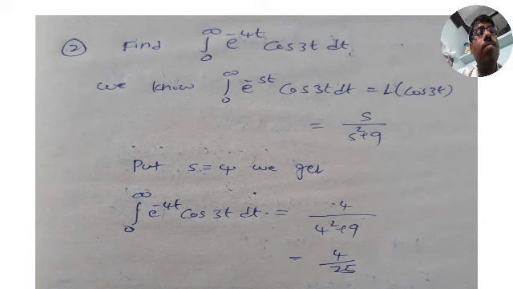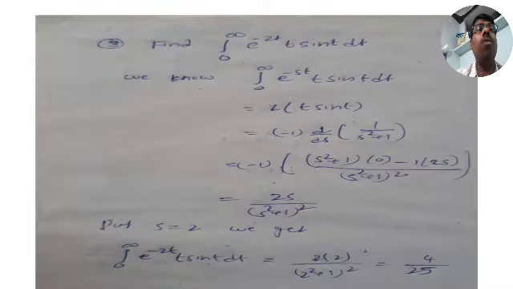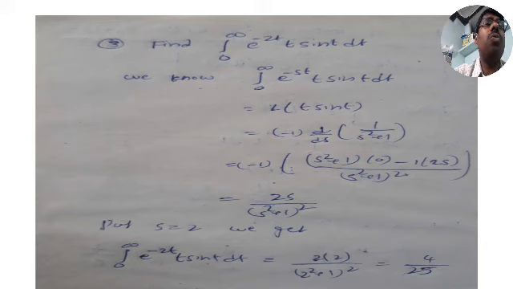So let us move quickly to solve one more. This is the third problem. Find integration 0 to infinity e power of minus 2t, t into sin t dt. So again you see integration 0 to infinity, and within the integrand we have an exponential.